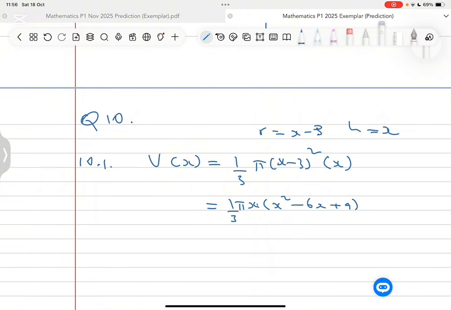Now from here, I'm going to use the distributive property where I take this whole number and multiply it with each term in the brackets. So that now we are going to have 1 over 3 pi x cubed minus, so if you say 1 over 3 times the 6 there, it should give me a negative 2, so we're going to have a negative 2 pi x squared.